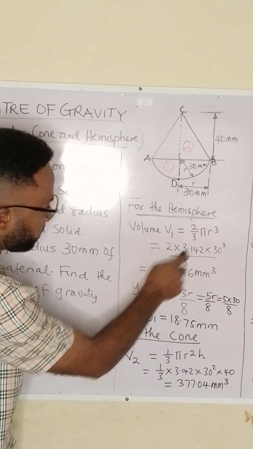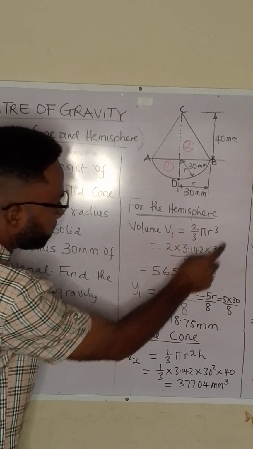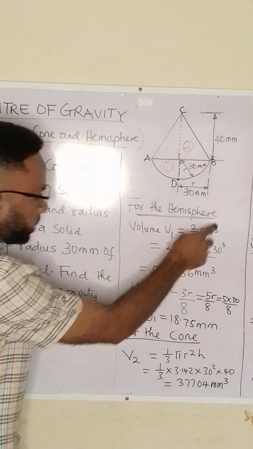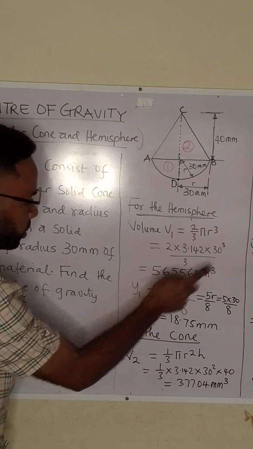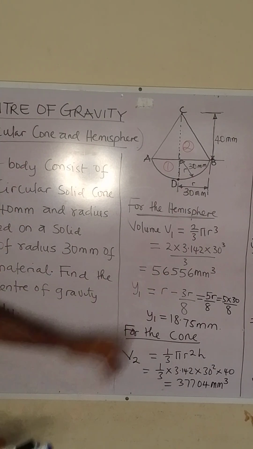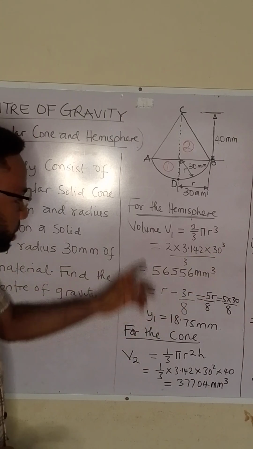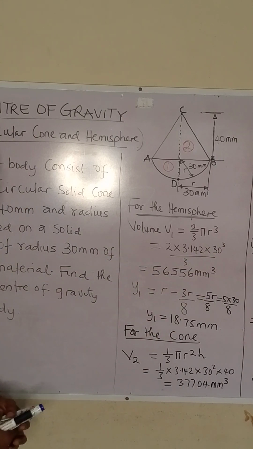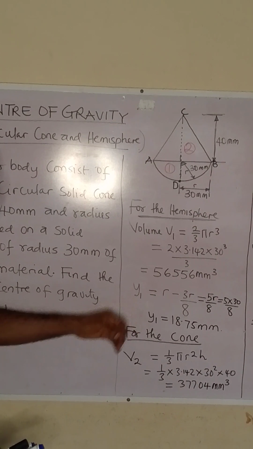And so we bring the values into the formula. So we have 2 times pi, which is 3.142, times the radius of the hemisphere, which is 30, raised to the power of 3, and then we divide by 3. And so when we do that mathematics, we are going to have 56,556 millimeter cube. Because it's volume, we keep the unit in cube. And then we have to determine the centroid.